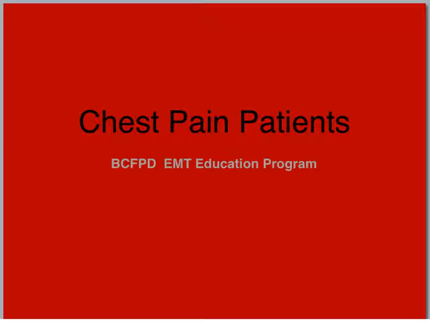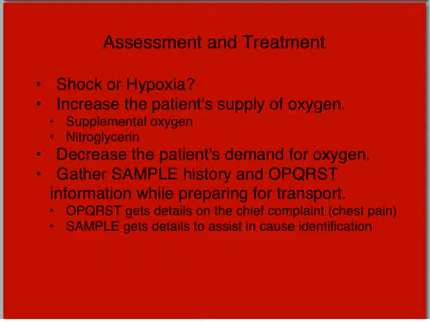This presentation is on chest pain patients as part of our EMT education program. Assessment and treatment of chest pain patients is based on determining if the patient has shock or hypoxia, with our standard symptom list there: tachycardia, cool pale clammy skin, tachypnea, vital signs change, and then working on increasing that patient's supply of oxygen, either through supplemental oxygen, nasal cannula, non-rebreather mask, or through assisted medications with their nitroglycerin.